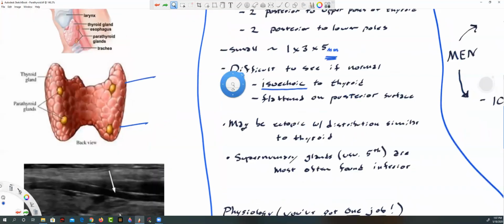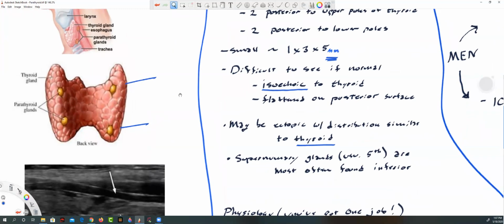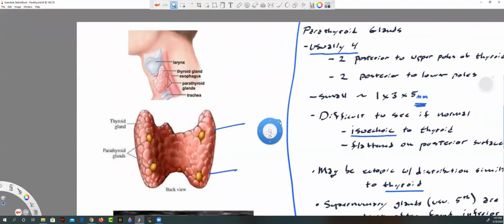and they follow the same ectopic route as the thyroid. It's a similar distribution. So let's use this picture up here. Instead of being right here and here where they're supposed to be, they could be up here, pretty much the base of the tongue, just like thyroid. And then they could be farther down, all the way down to the thymus gland. The thymus is down here in the middle of your chest.